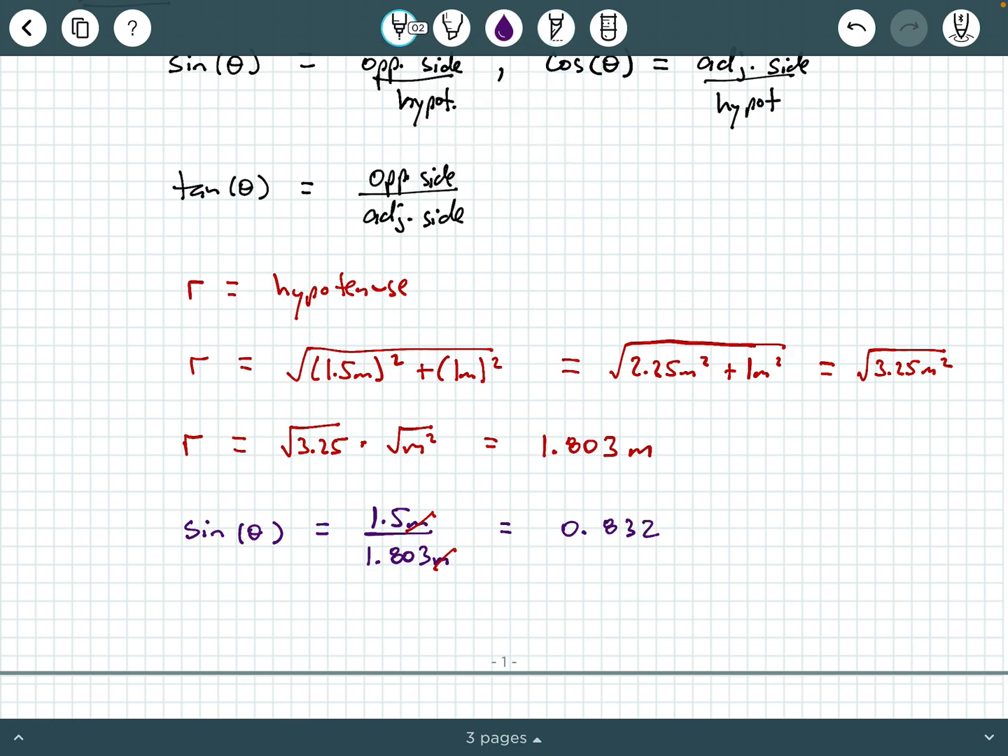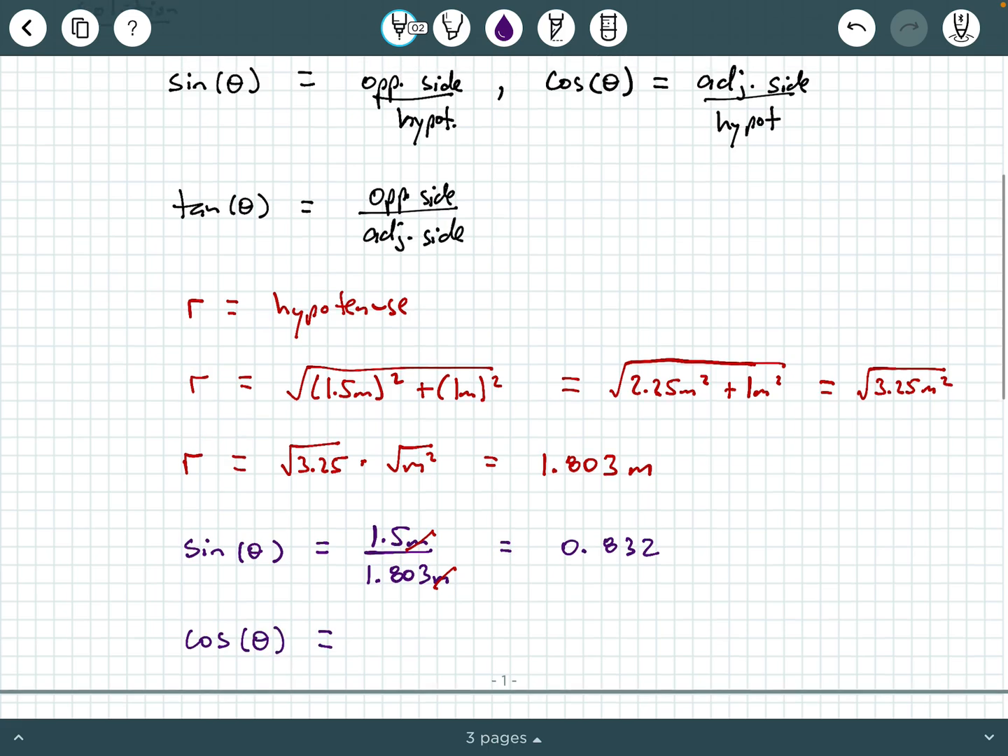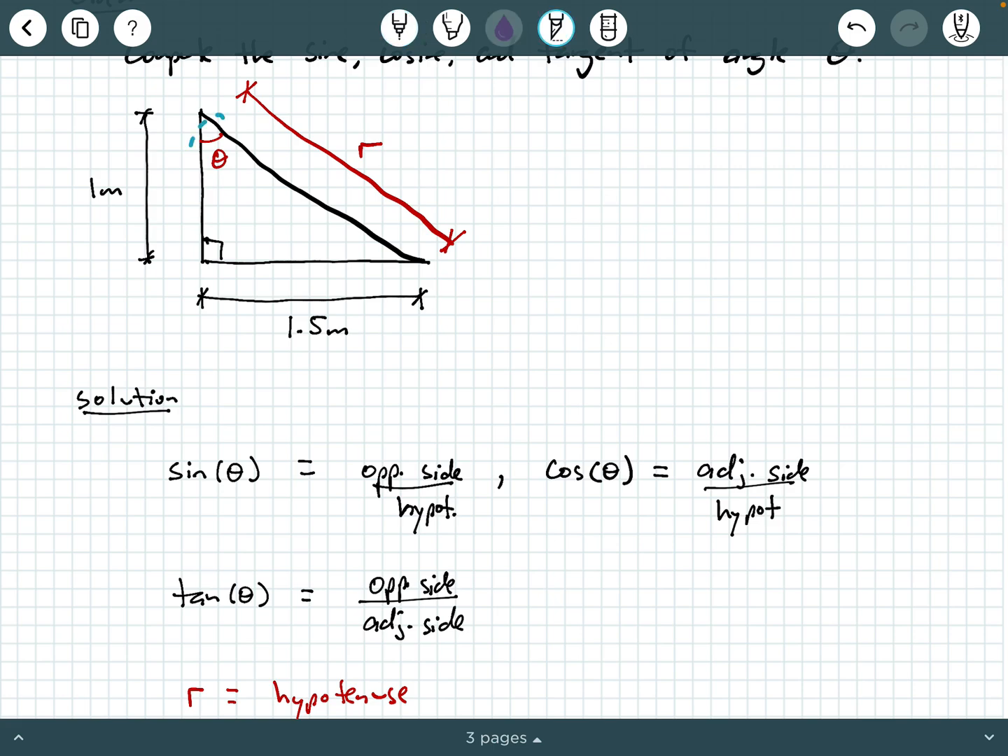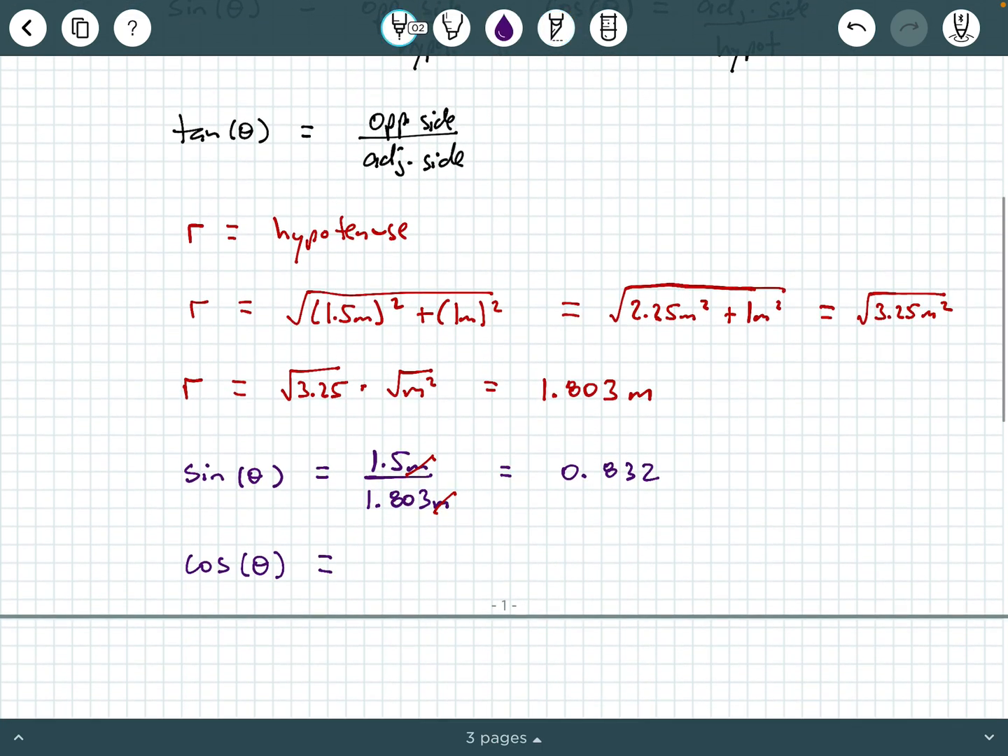Now, in a similar way, we can use the definition of cosine of theta, which is the adjacent side over hypotenuse. What is the side that is adjacent to angle theta? Well, that's the side next to it that is not the hypotenuse. So that would be 1 meter. And so we're going to say cosine of theta is 1 meter divided by the hypotenuse length, 1.803 meters. And let's see what we get for that calculation. I calculate this to be 0.555. And of course, the units of meters cancel here.